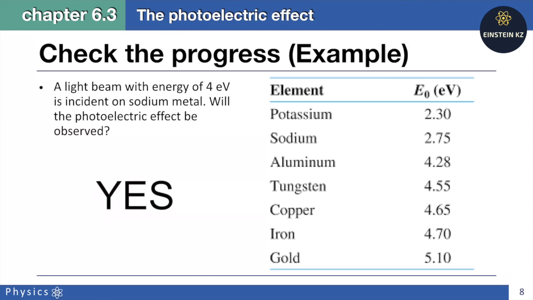The energy of 4 electron volts is bigger than the work function of sodium metal. The work function of sodium metal is 2.75, which is smaller than the energy of the photon. That's why the photoelectric effect will happen. For the next example, you may press the pause button and try to answer it.